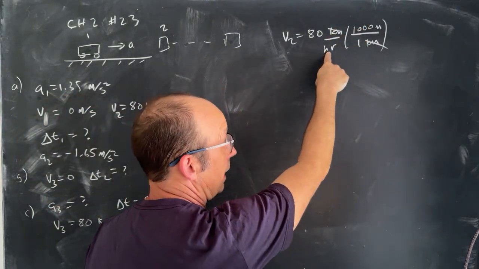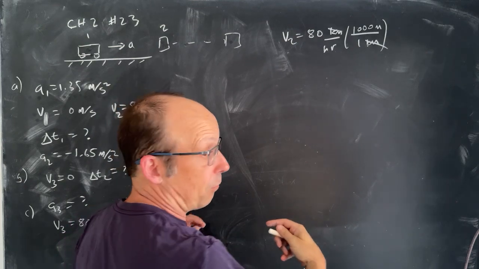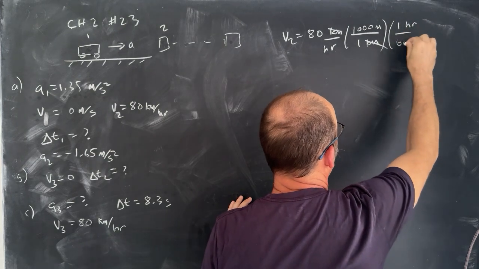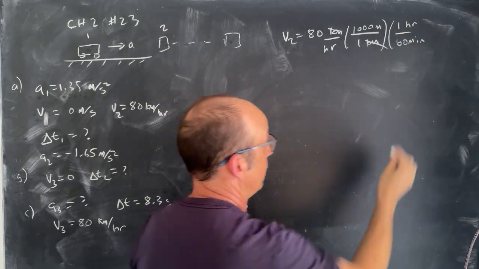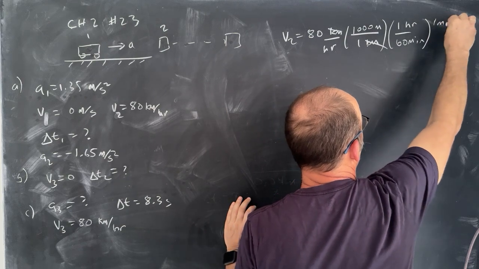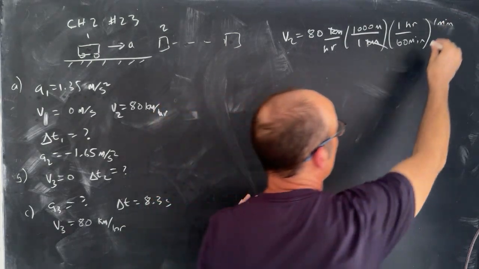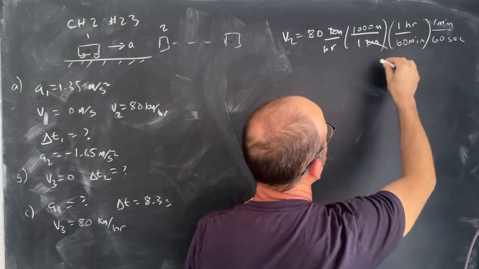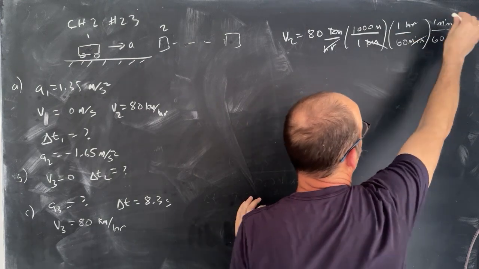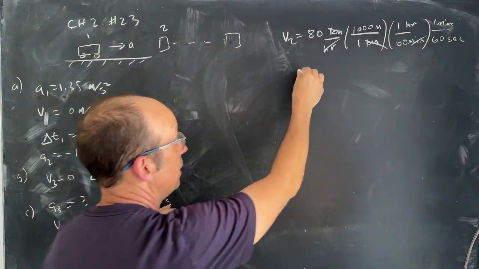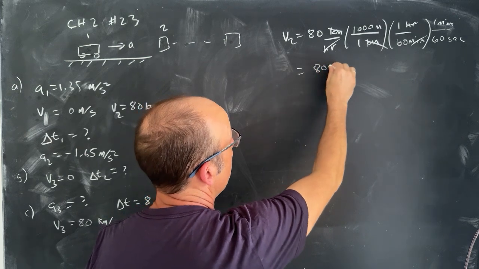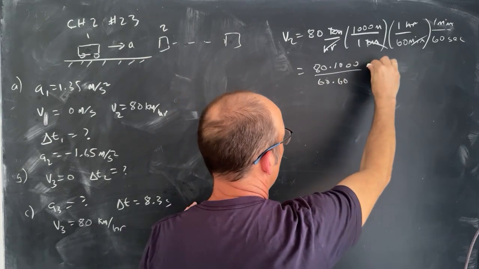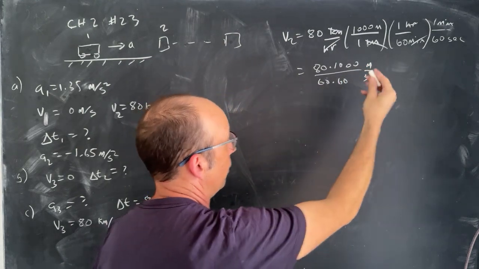Now I want to get hours to seconds. We could do this in more than one step, and I will. 1 hour is 60 minutes, but then I need to convert minutes to seconds. So 1 minute is 60 seconds. Here the hour cancels, and then the minute cancels too, so I'm going to get that in seconds. Let's just calculate this really quick. It's going to be 80 times 1,000 divided by 60 times 60 meters per second. Now, I'm just going to write this out.